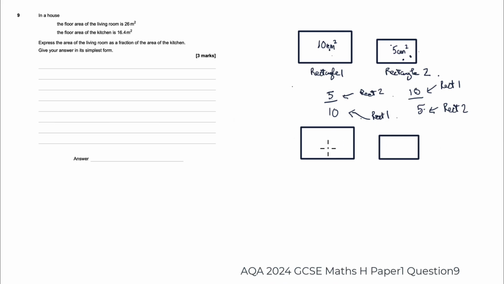So if we've got this being the living room, which is 26 square metres, and we've got this being the kitchen as 16.4 square metres, let's write that down. Living room, kitchen, and this time we have to express the area of the living room compared to the area of the kitchen.